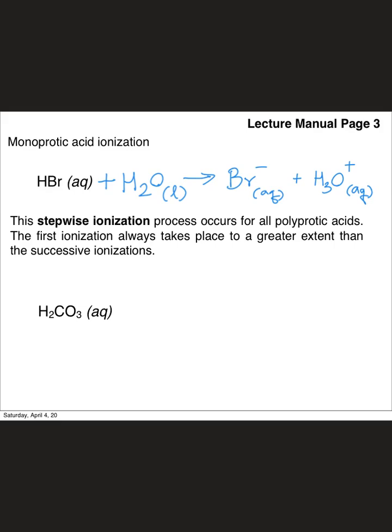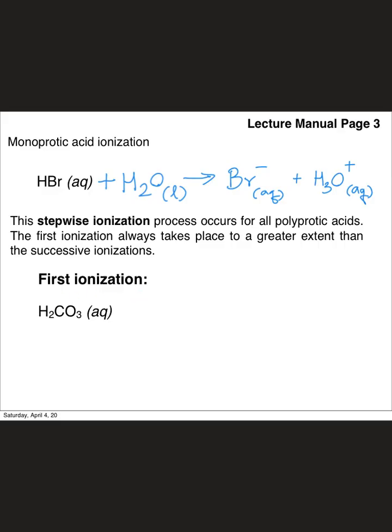This would occur in just one single step because there is only one proton to ionize. However, when you consider diprotic acid or polyprotic acid, they contain multiple hydrogens that can be ionized. So that's why the reaction for this polyprotic acid will happen in a stepwise process. The ionization of the first proton is called first ionization.